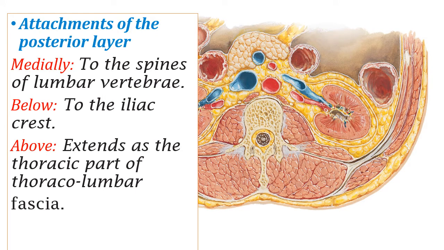Then the attachments of the posterior layer of the thoracolumbar fascia. The posterior layer extends behind and reaches the spinous processes of the lumbar vertebrae. Below, this posterior layer extends up to the posterior part of the iliac crest, and above it extends as the thoracic part of the thoraco-lumbar fascia.